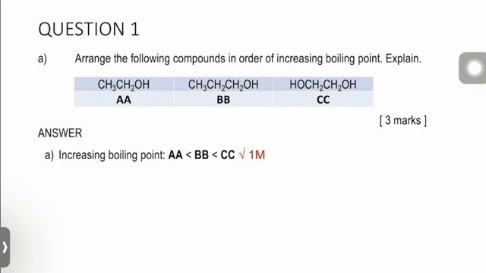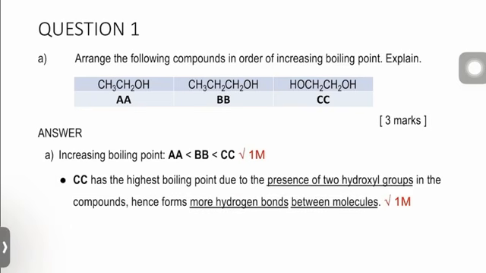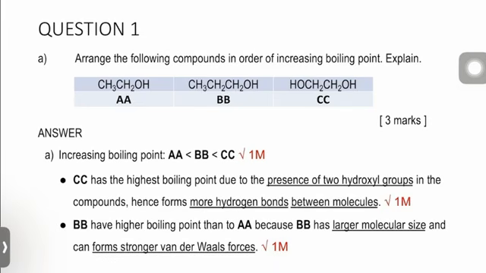So why does AA have a lower boiling point than BB? It is because BB has more carbons, meaning BB has stronger intermolecular van der Waals forces compared to AA. And for CC, why does it have the highest boiling point? Because the two hydroxyl groups present form more hydrogen bonds between molecules. For this question, 3 marks are provided: 1 mark for the arrangement and the 2 other marks for the explanation. The underlined sentences are the keywords that must be present in your answer.